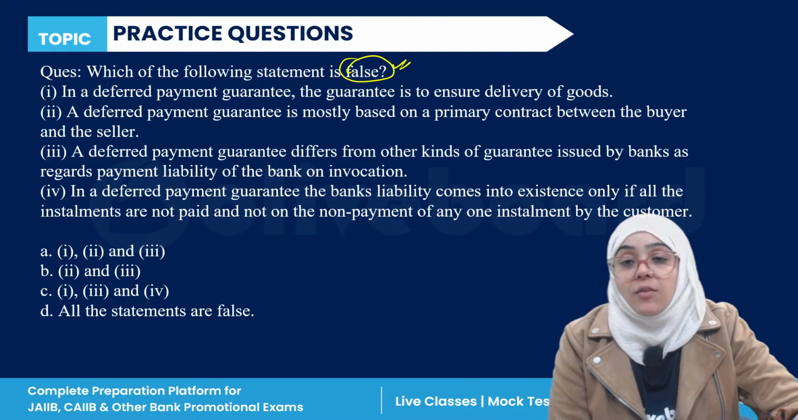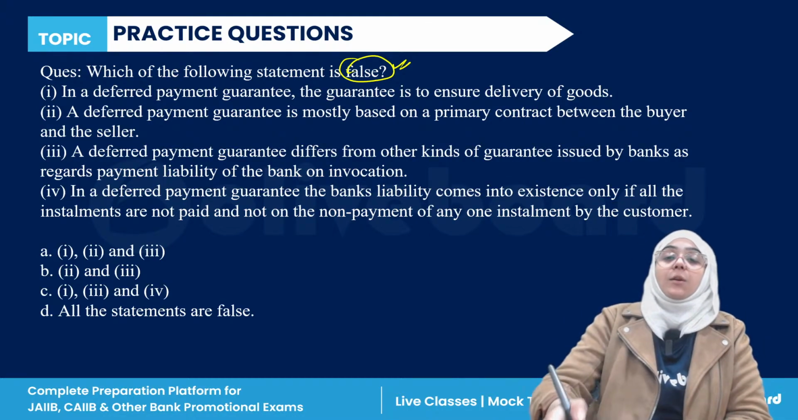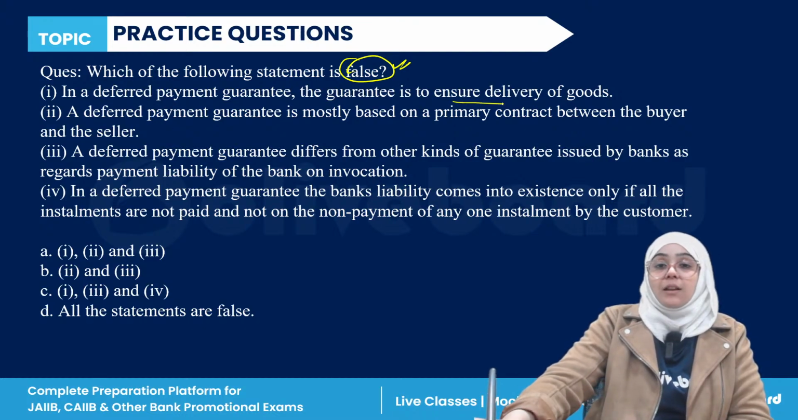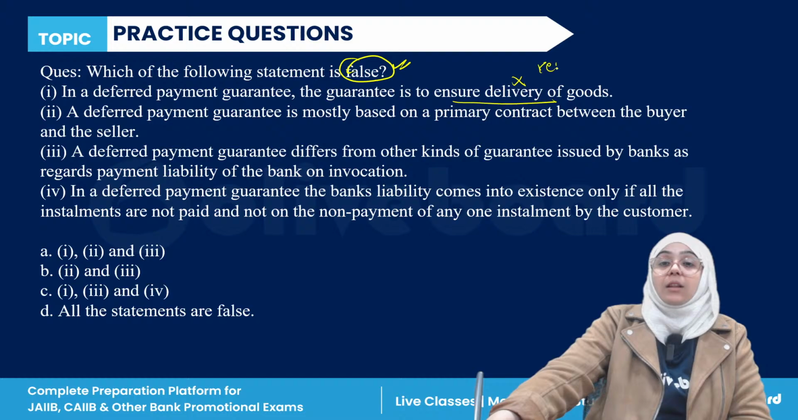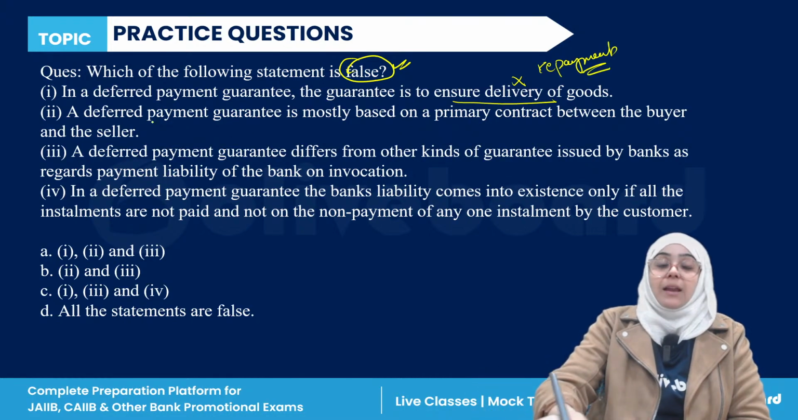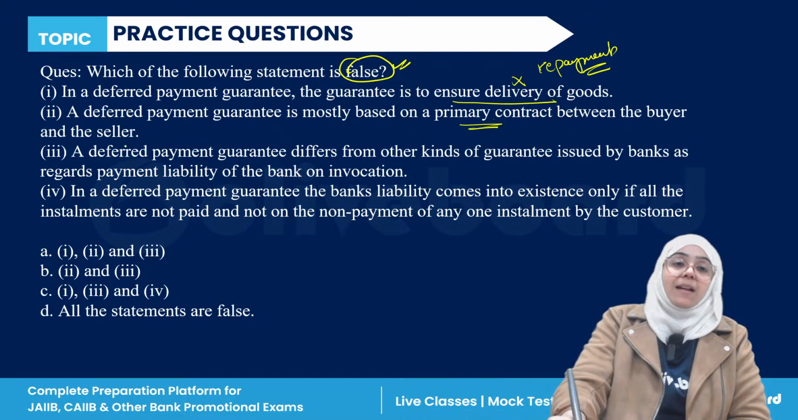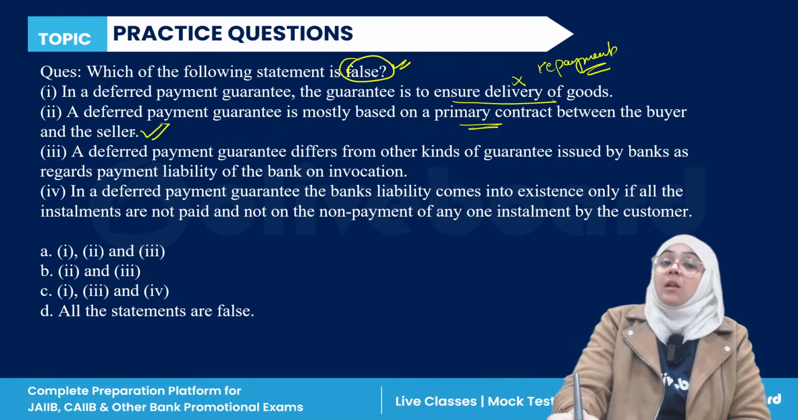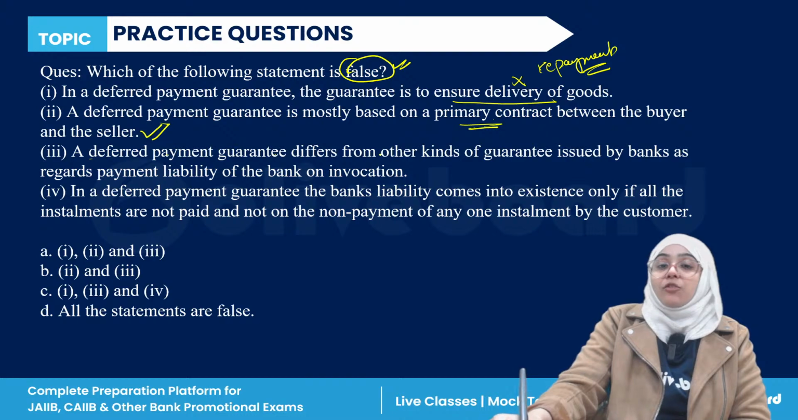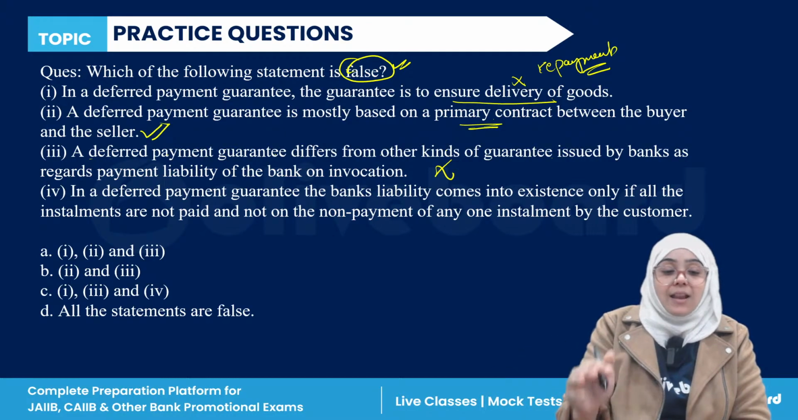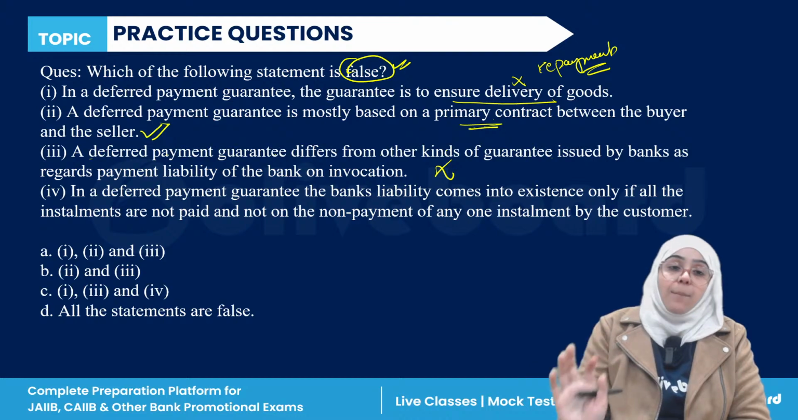So, if we talk about the deferred payment guarantee, first of all, in a deferred payment guarantee, the guarantee is to ensure the delivery of the goods. No, the guarantee is actually for the repayment of the EMIs. Second, in a deferred payment guarantee, it is mostly based on a primary contract between buyer and seller. Yes, it is a correct thing. A deferred payment guarantee differs from other kinds of guarantee. No, it is just like the other guarantees that are given by the bank.